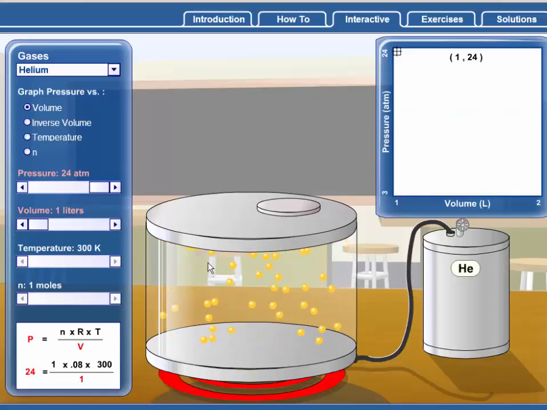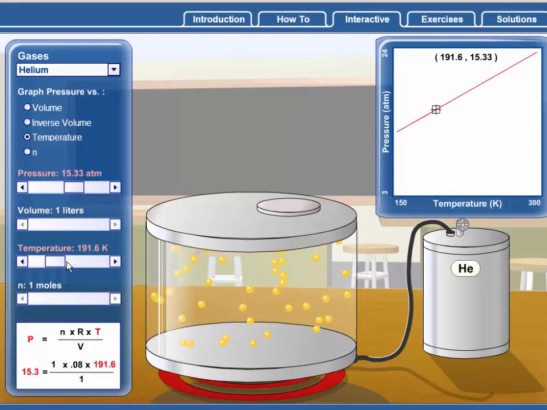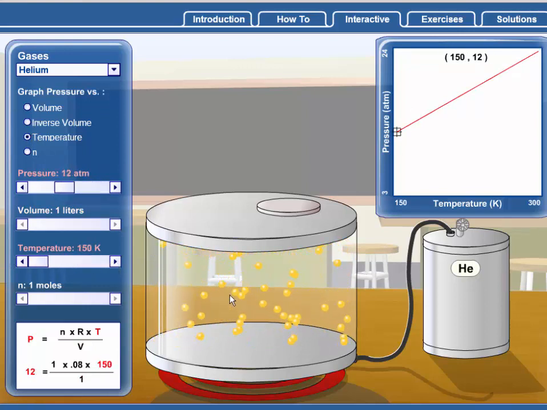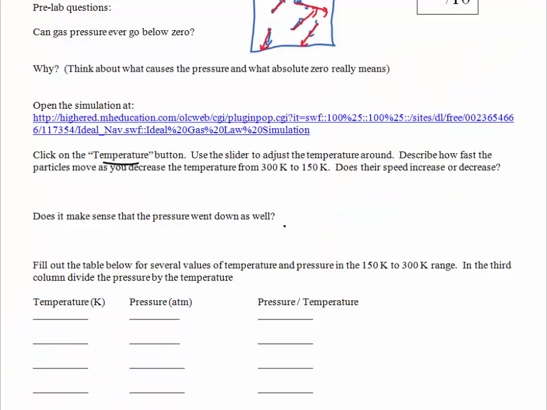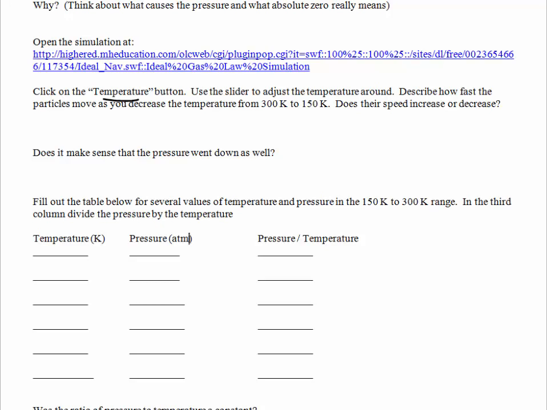So we have our gas, and we're not going to use volume. We're going to play around with temperature, and we're going to measure a whole bunch of different pressures. You can see the gas molecules have definitely slowed down here, and we can record several different values of pressure and temperature. So that's what we're going to do right down here.